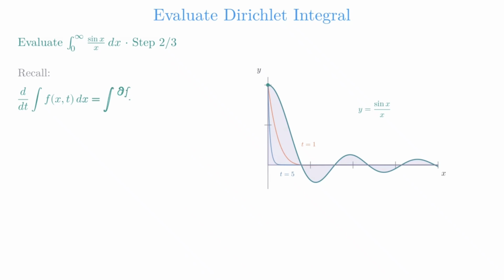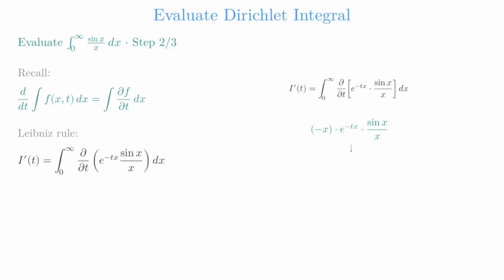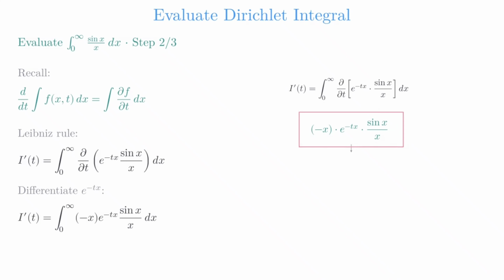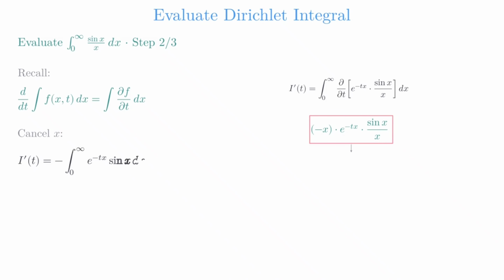Step 2. We apply Leibniz's rule, differentiate under the integral sign with respect to t. I prime of t equals the integral of the partial derivative with respect to t of the integrand. The derivative of e to the negative tx with respect to t brings down a factor of negative x. The x in the numerator cancels with the x in the denominator. This is the whole point of Feynman's trick.